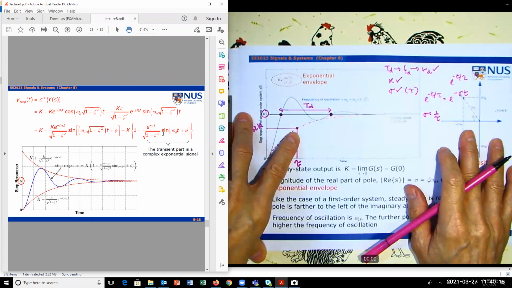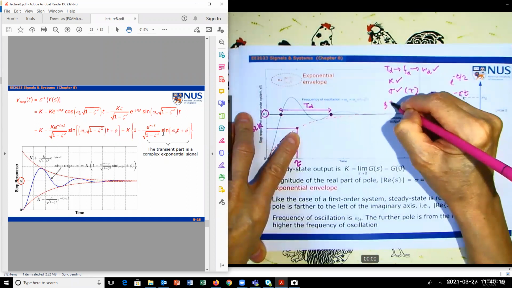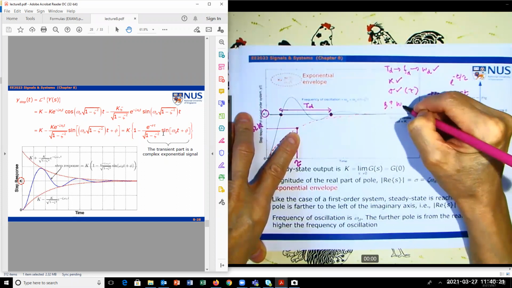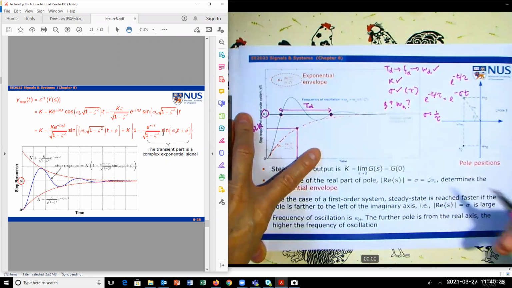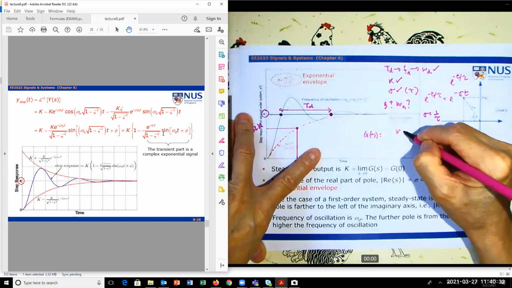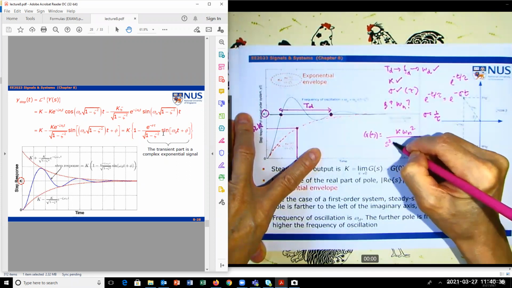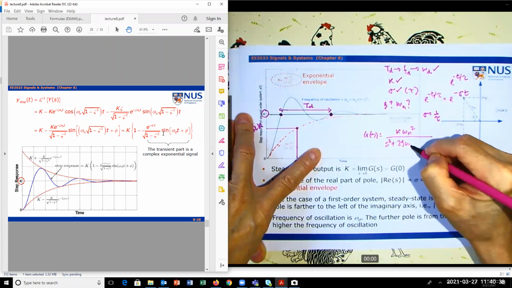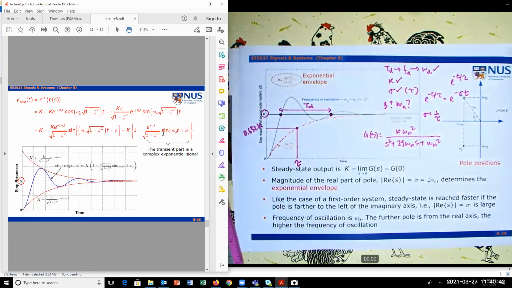But I still have not found zeta. I don't know omega n yet. These are the two that are missing. Because remember, the second order system is K omega n squared over s squared plus 2 zeta omega n s plus omega n squared. That is the second order system. So I'm supposed to find out all this from the graph.